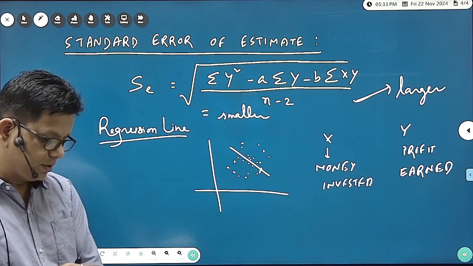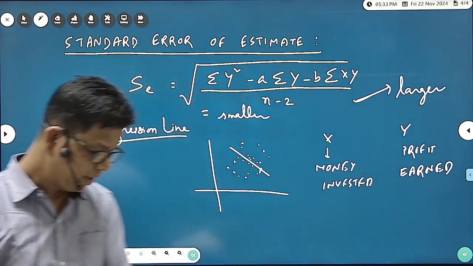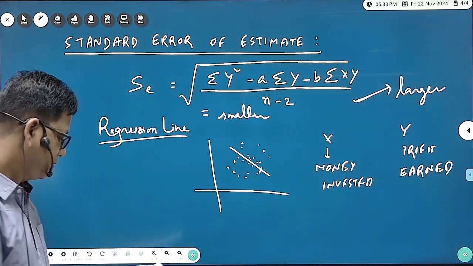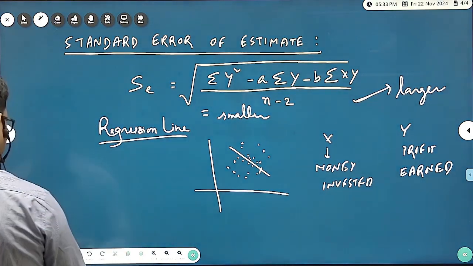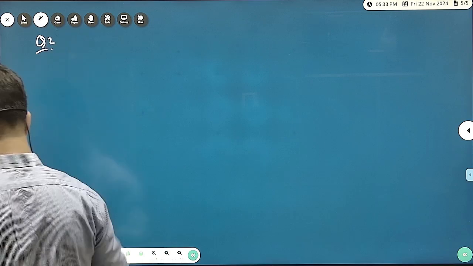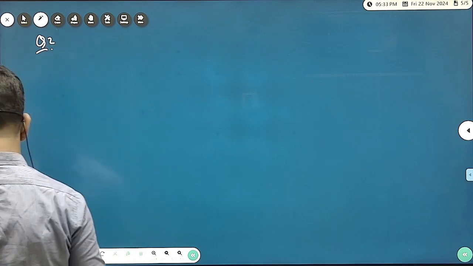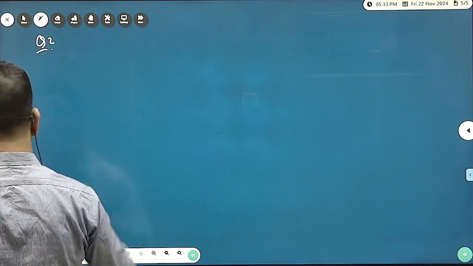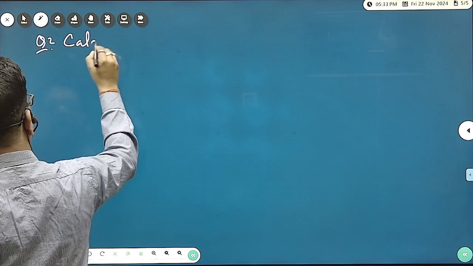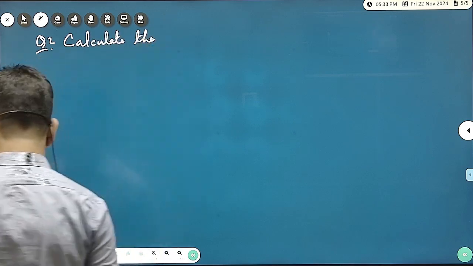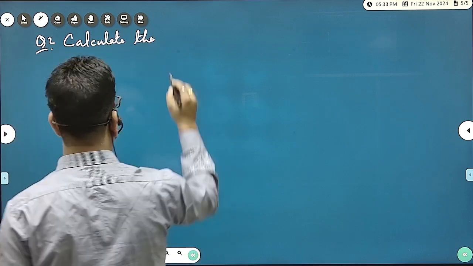All right. Now, another term, which you write it, I just give an example question from there. We'll do it. This is a very common question in exam. Calculate once again. Calculate the coefficient of correlation.